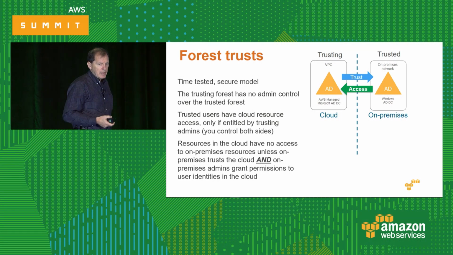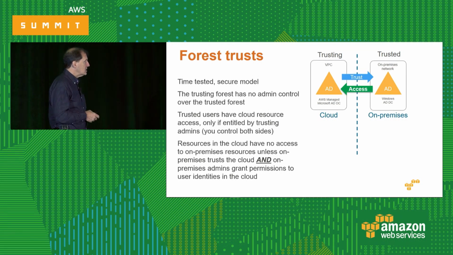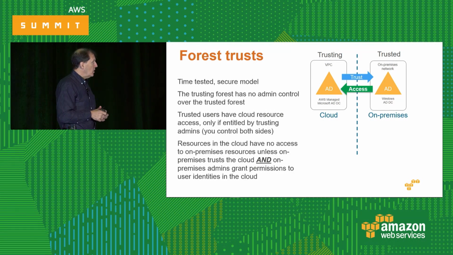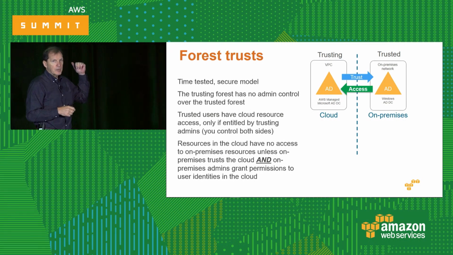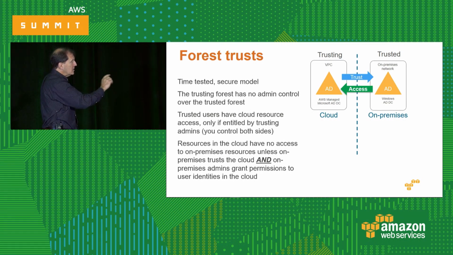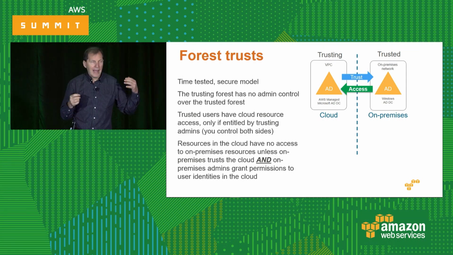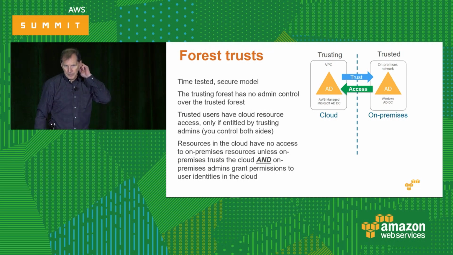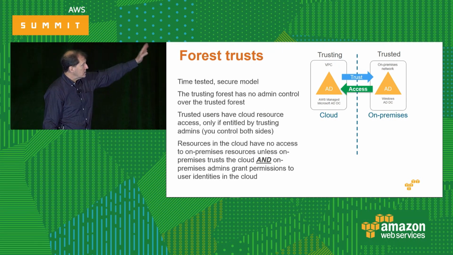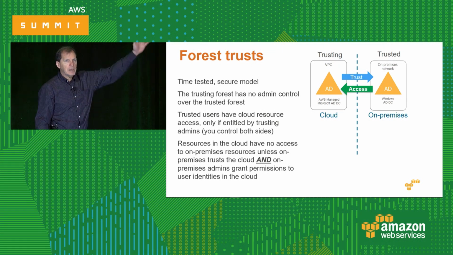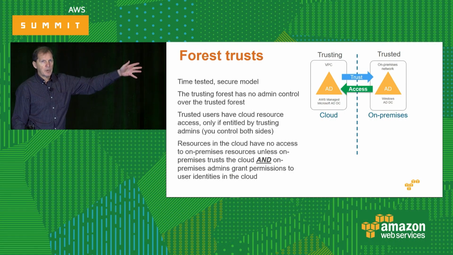Now, the resources that are in the cloud don't have any access to the on-premises resources unless the on-premises trusts the cloud. So that means you've got to have a two-way trust involved, and the on-premises admins grant permission to the user identities that are in the cloud. So you have to have a two-way trust, and both sides have to set up access. If you don't do that, then there's no access from the cloud into your on-premises network. The only thing you get when you have a two-way trust is that the managed AD side can read the directory in your on-premises network.